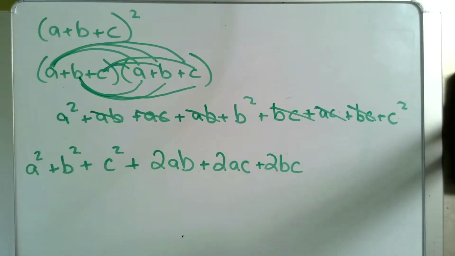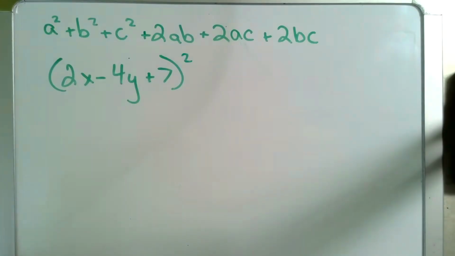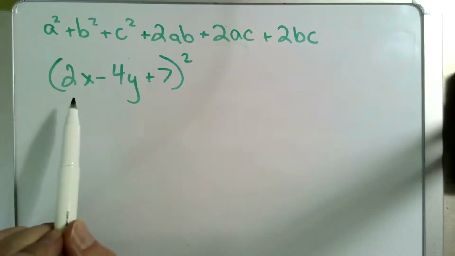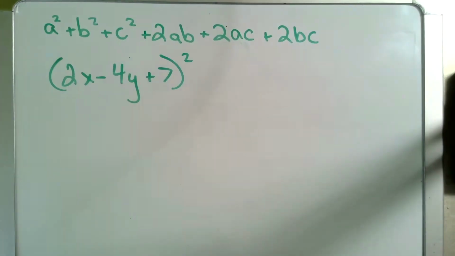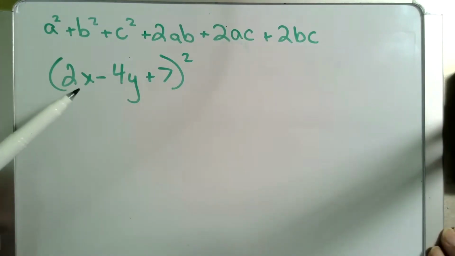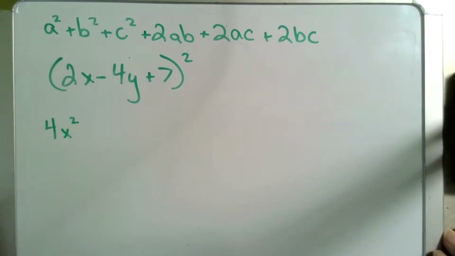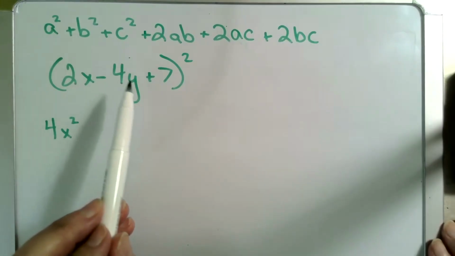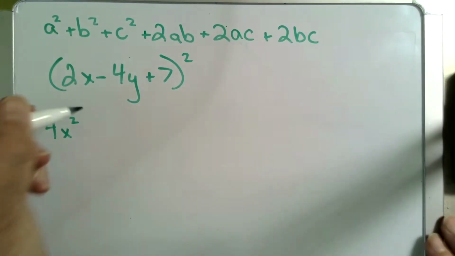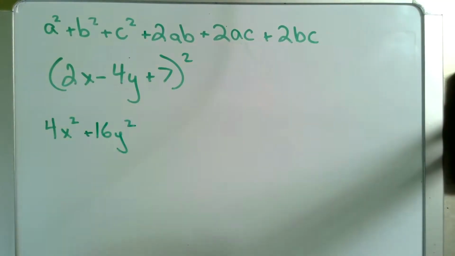Let's use this formula now to more quickly square another trinomial. So let's say the trinomial we have to square is 2x minus 4y plus 7. And I don't want to have to do out every one of those steps and combine like terms. I'm going to jump straight to this formula and go, okay, my a is 2x. 2x squared, that's 4x squared. Minus 4y squared, that's positive 16y squared.